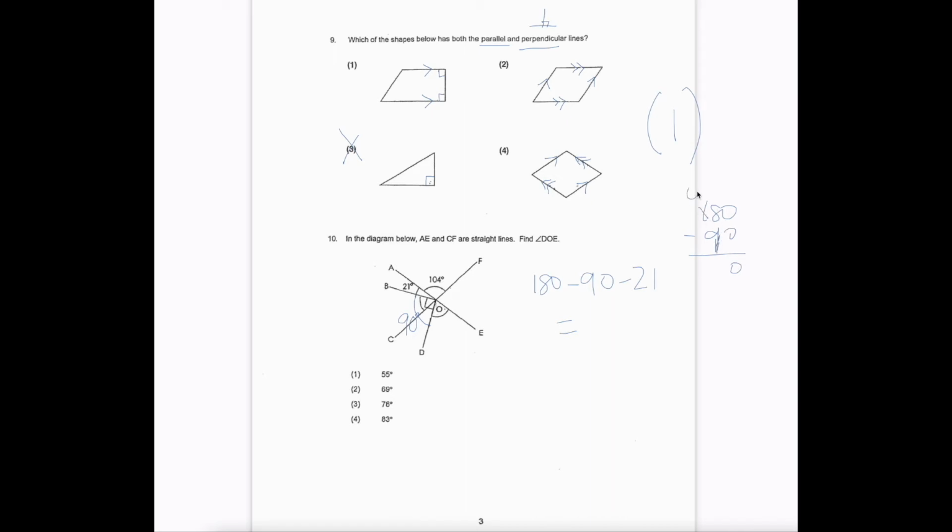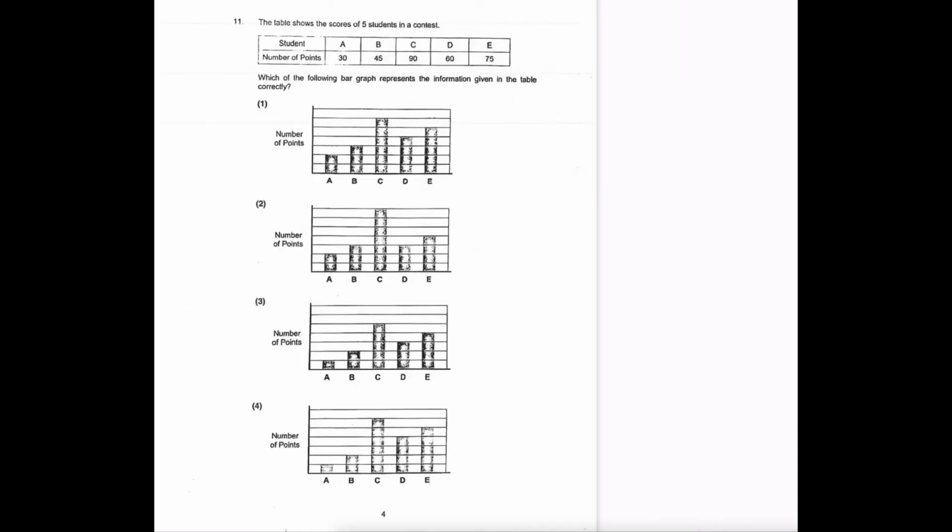Okay? So I'm going to get 90. So 90 minus 21 is 69. Okay? So my answer will be 69 degrees, which is option number 2. Okay? We are going to move on together. Alright, question 11. The table below shows the scores of 5 students in a contest. Student A 30, B 45, C 90, 60, 75.